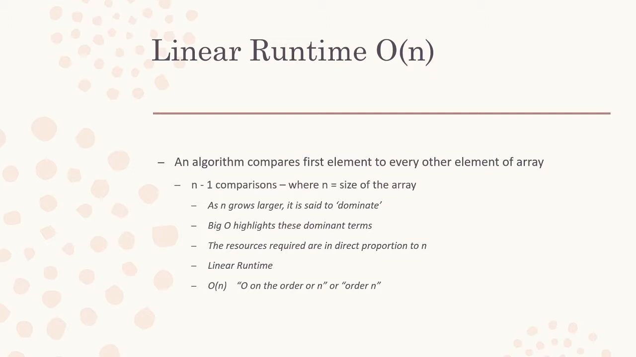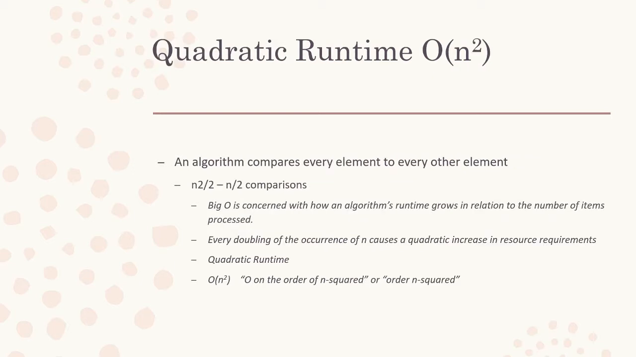So with n being the size of our array, as n increases or grows larger, it is said to dominate, and it will have an impact upon performance. So the resources required on a linear runtime are in direct proportion to n. How big is n? Now, a quadratic runtime is an algorithm that compares every element to every other element.